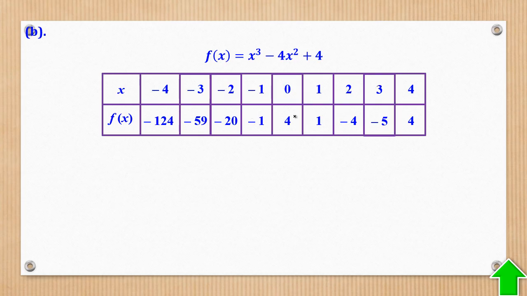Then we need to look for a change of sign. So here there was a change of sign from negative to positive. Here a change of sign from positive to negative. And here a change of sign from negative to positive. So those are the three roots.